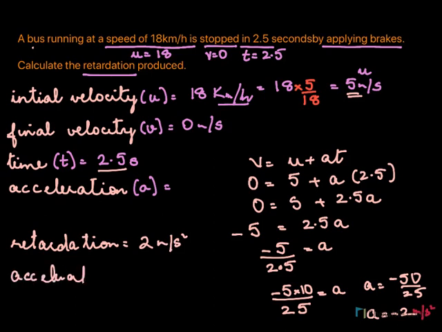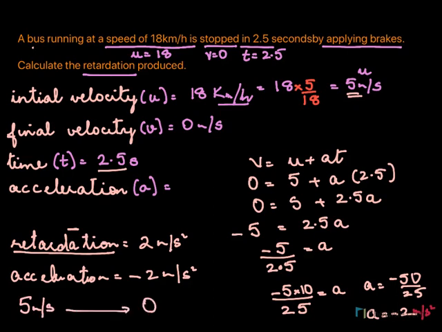But if you were to say what is the acceleration, then acceleration is minus 2 meter per second square. Because they've used the word retardation, you already know the negative sign should be there. So just say retardation 2 meter per second square. But acceleration will be minus 2 meter per second square. Again, why did the acceleration come negative? Because first the velocity was 5 meter per second, now it has become 0. There was a reduction in velocity, and when the velocity decreases, acceleration is negative.